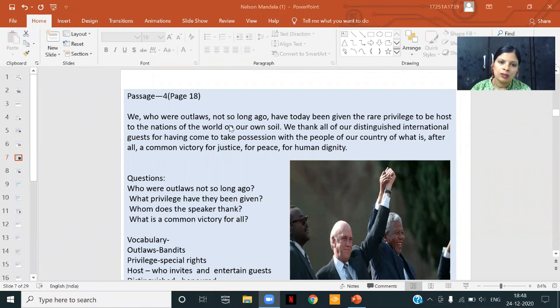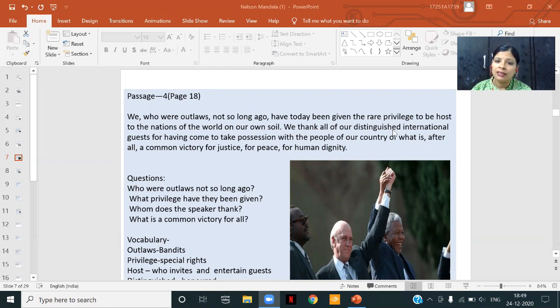We who were outlaws not so long ago have today been given the rare privilege to be host to the nations of the world on our own soil. So Nelson Mandela says that we blacks were treated as outlaws. Outlaws are nothing but criminals. We were treated as criminals in our own land. But today, we have the opportunity to host the nations of the world, right? Because all the nations of the world had flown down to South Africa to show their solidarity with South Africa, right? Which was very rare.